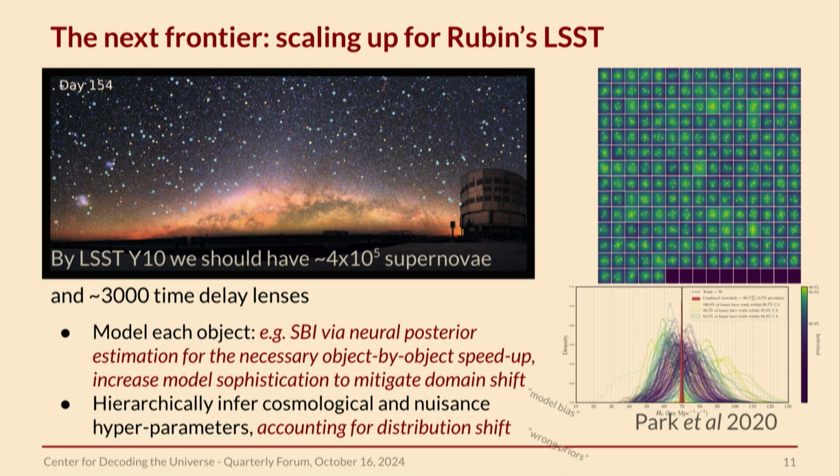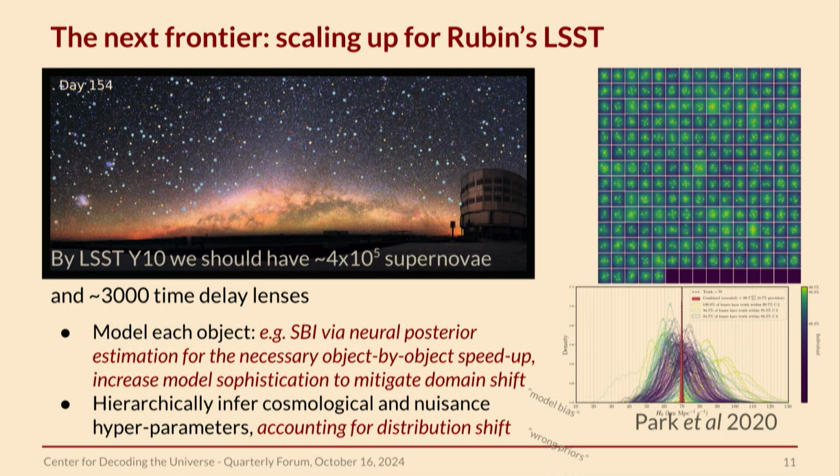So what's next? We are in the process of scaling up for Rubin's LSST. You heard about this a couple of times today. By the end of the survey, we should have something like 400,000 supernovae to use, and maybe 3,000 time delay lenses. So these are orders of magnitude bigger samples than we've been used to so far. So fantastic opportunity for high precision cosmology.